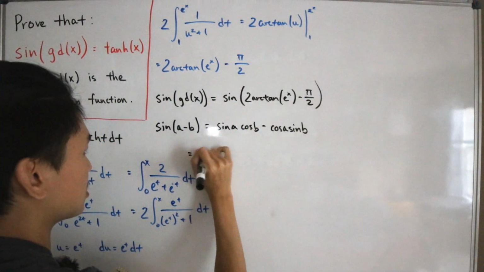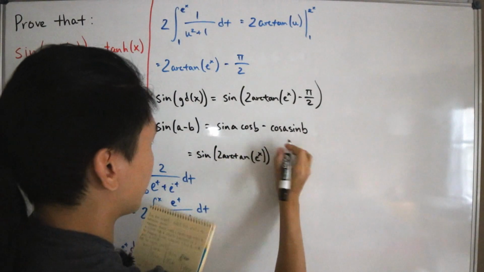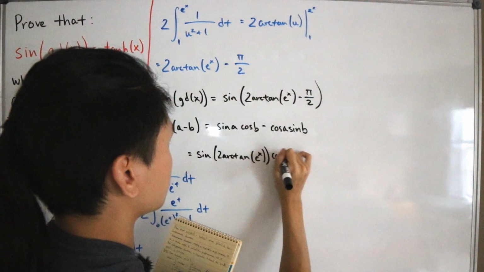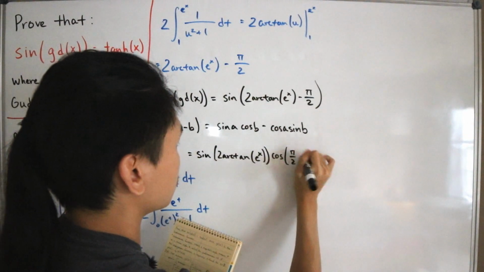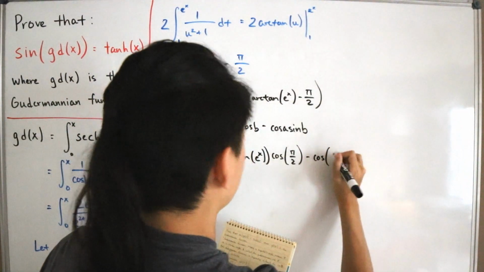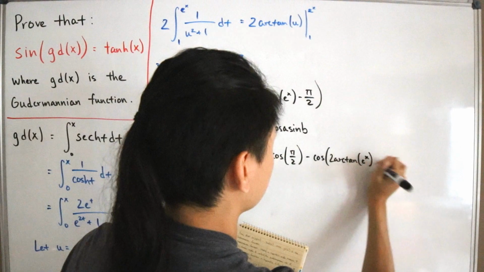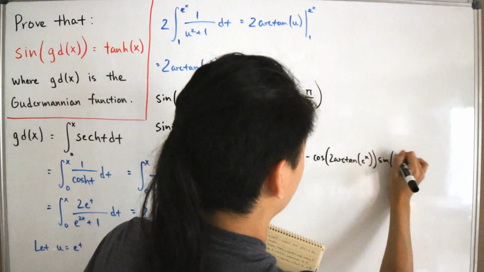So now this is going to be sine of 2 arctan of e to the x. Then we multiply with cosine of pi over 2. Then we subtract, now this is going to be cosine of 2 arctan of e to the x, and then multiply with sine of pi over 2.